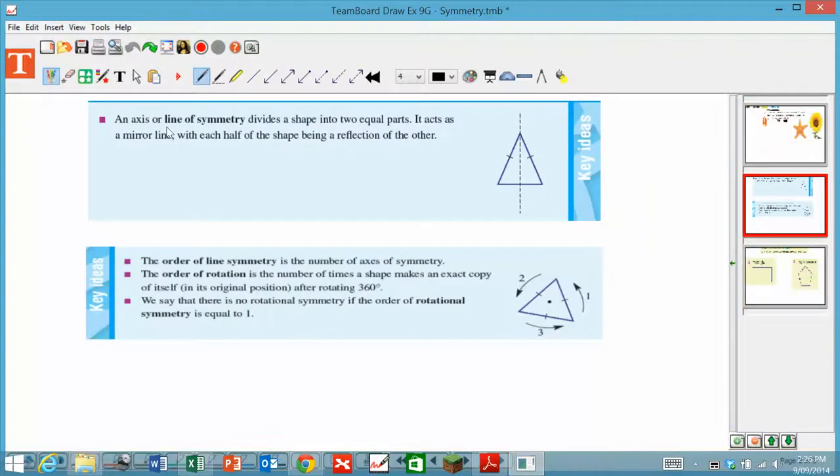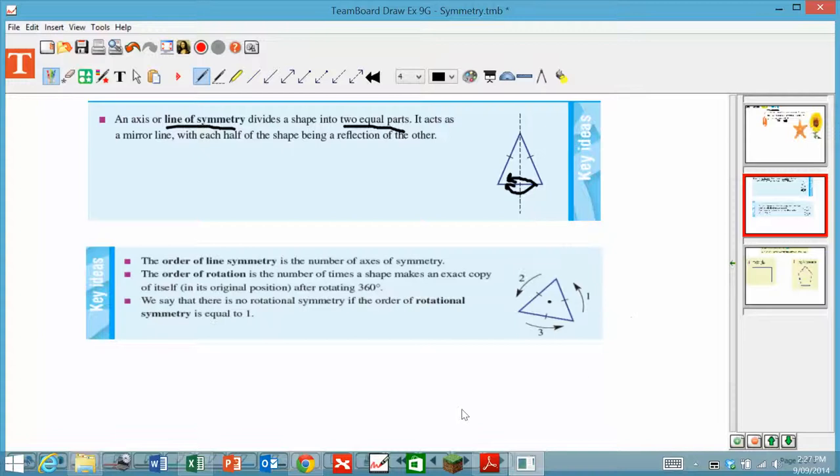So an axis or line of symmetry divides a shape into two equal parts. As you can see, our triangle here is an isosceles triangle. A line going down the middle acts as a mirror line, so one side will be reflected exactly the same as the other. If we could fold that triangle on that line and fold this part over onto the other one, it would lie exactly over the other side, exactly in line.